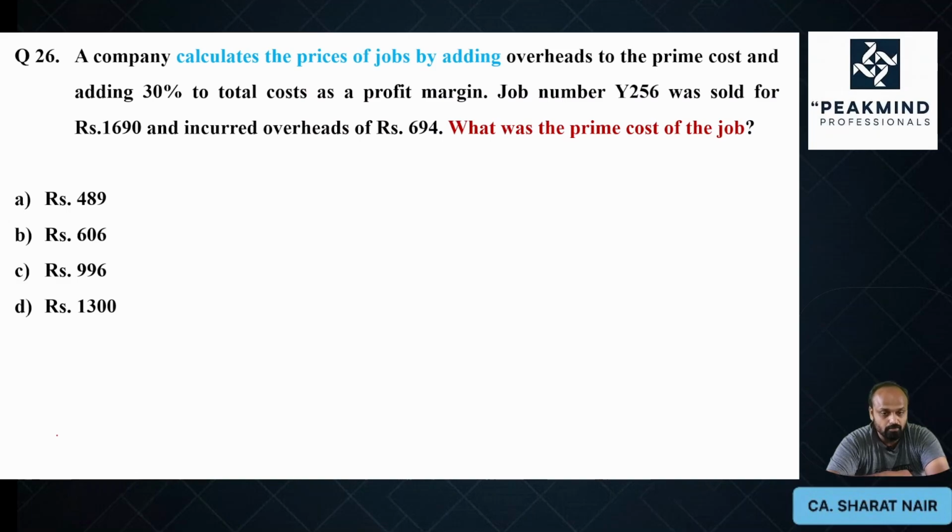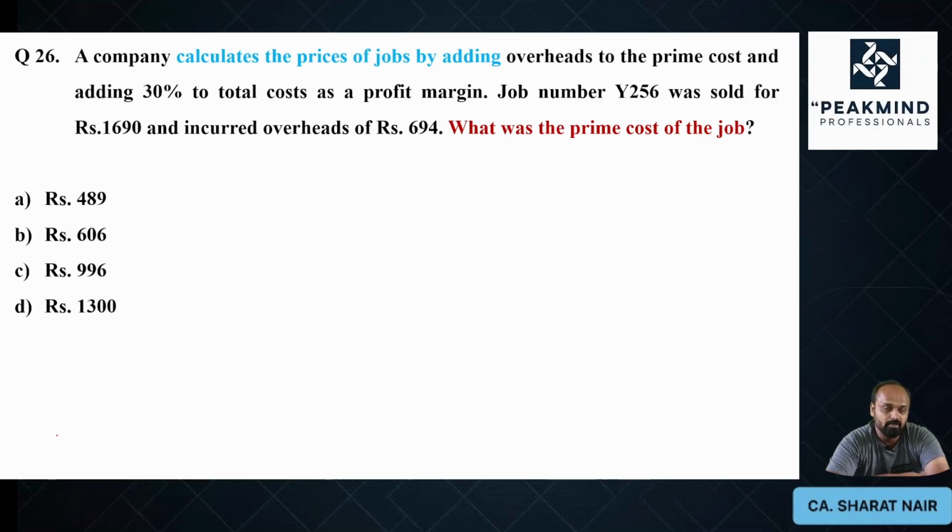There is a job and that job was sold, completed, and was charged from the customer 1,690 rupees. I can say it is a selling price, but in case of job, we charge an amount and incurred an overhead of 694. Now, what is being asked in the question? They are asking us to calculate the prime cost.